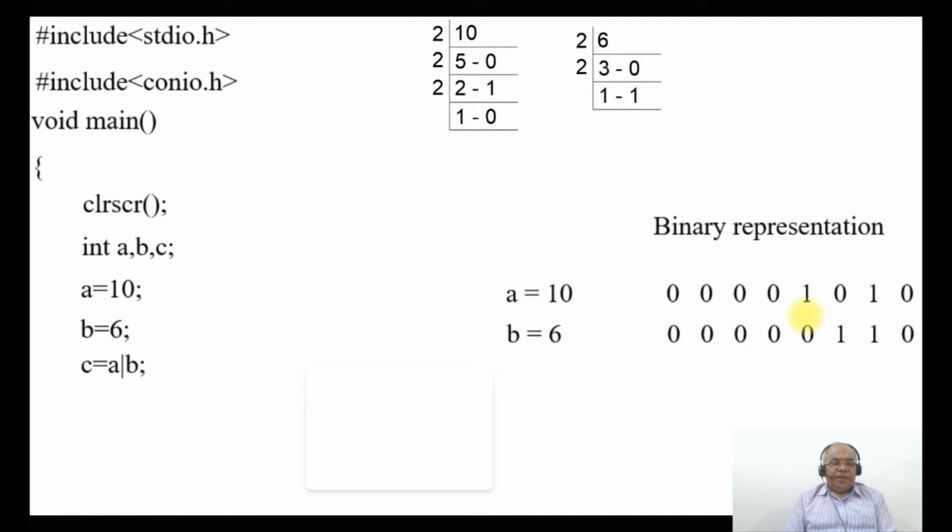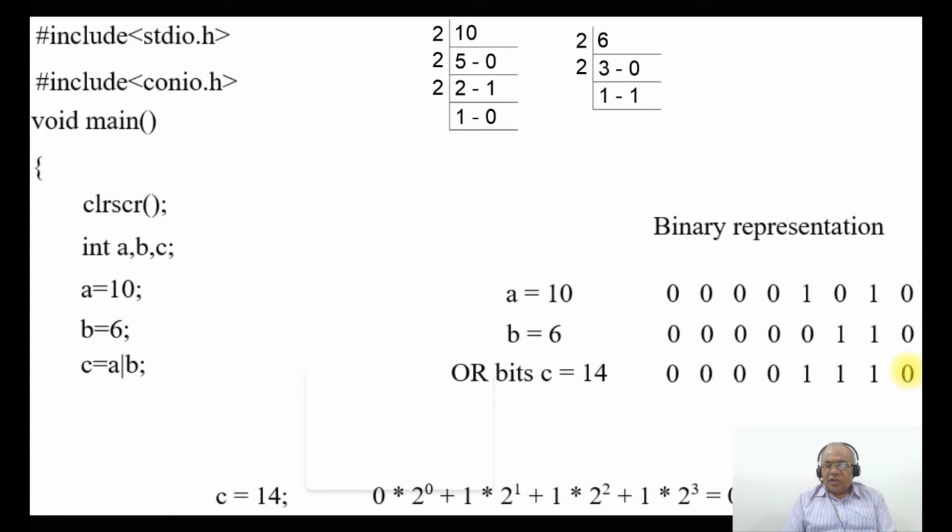So c is equal to a bitwise OR b, which will be equal to 14 in this case. So how do we apply the condition? If both the bits are 0, then it will be 0. If any one of the operands is 1, then it will be 1. So 0 OR 0 is 0, 1 OR 1 is 1, 0 OR 1 is 1, 1 OR 0 is 1. According to the bitwise OR, therefore you will get 1 1 1 0 as the answer.